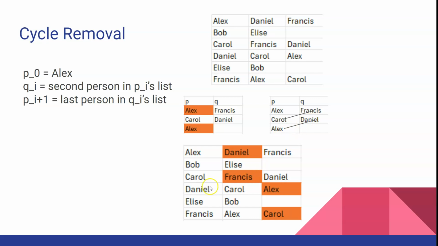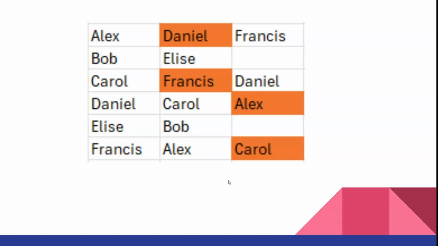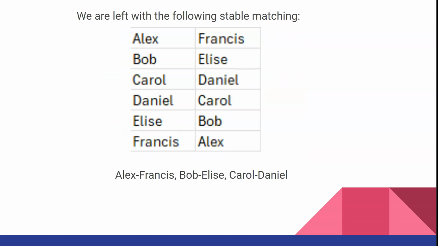Daniel to Alex would be this one. And then Francis to Carol would be this one. And then we also have to remove the corresponding people from the one being proposed list. So that's why there are 4 being removed. And after this step, we're left with the following stable matching by removing each of these 4. And then the matching would be Alex to Francis, Bob to Elise, and Carol to Daniel.